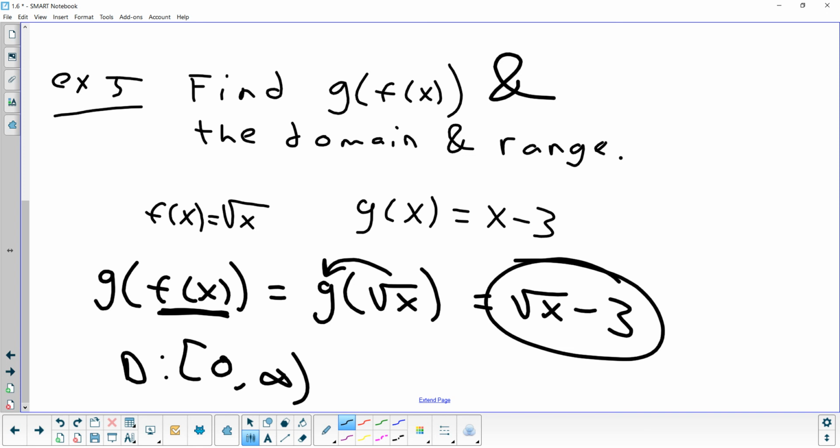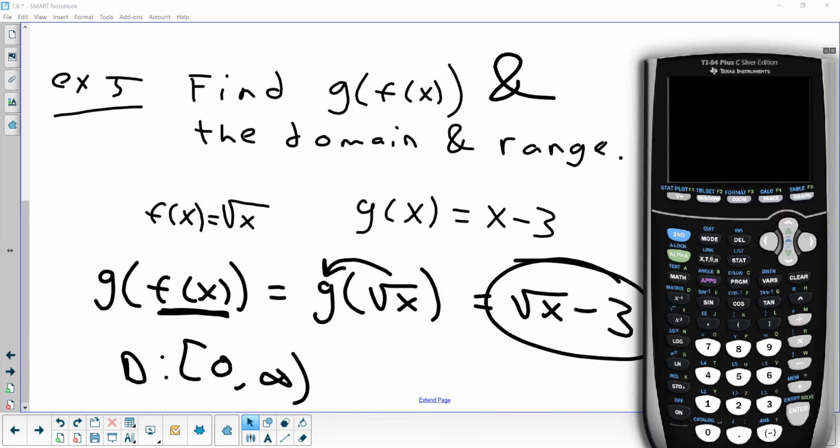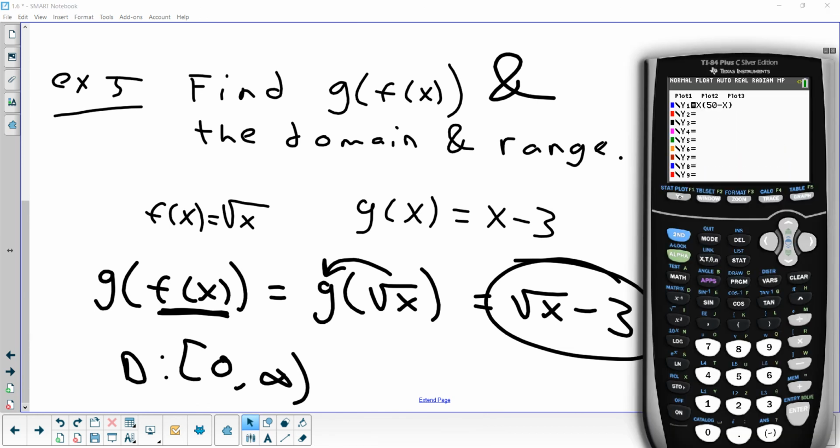So to find the range on my calculator, I do not want to look at negatives on the x-axis. Even if there is a graph there, I don't want to look at it. I have to look at 0 and up. So let's type in our formula, square root of x minus 3. Okay, and on our window, we're only looking at numbers 0 and up.